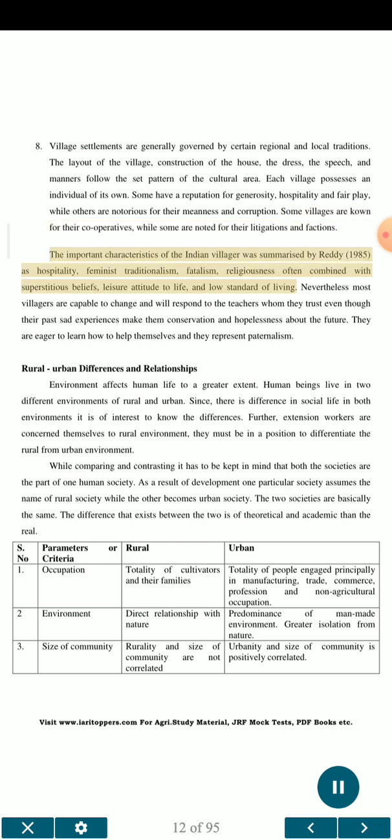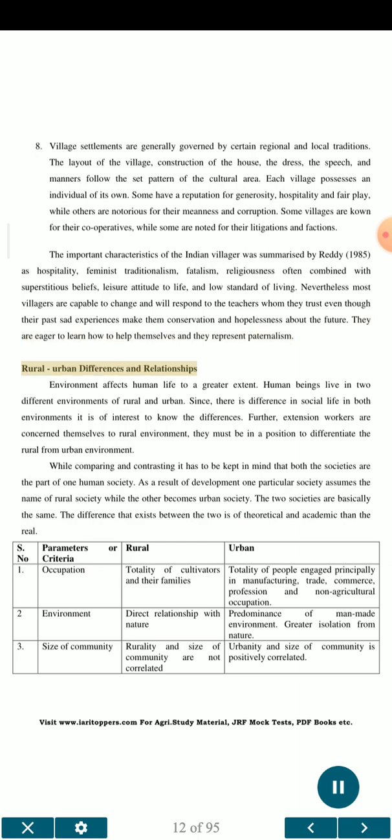The important characteristics of the Indian villager were summarized by Reddy, 1985, as hospitality, feminist traditionalism, fatalism, religiousness often combined with superstitious beliefs, leisurely attitude to life, and low standard of living. Nevertheless, most villagers are capable of change and will respond to the teachers whom they trust, even though their past sad experiences make them conservative and hopeless about the future. They are eager to learn how to help themselves and they represent paternalism.